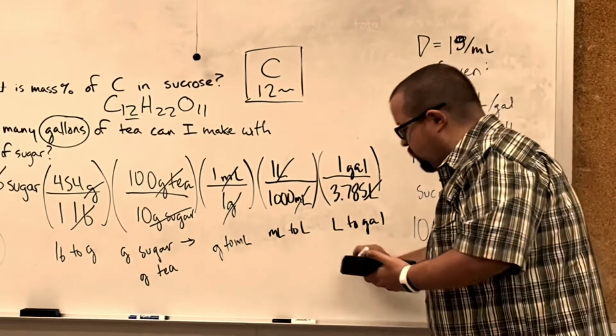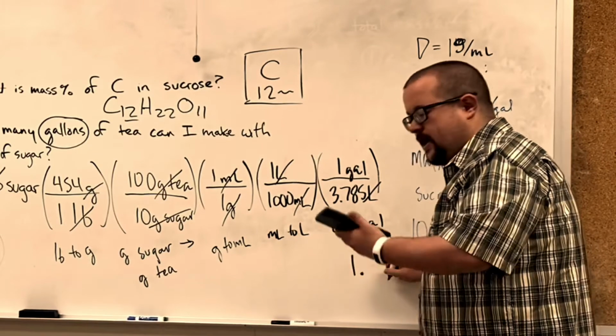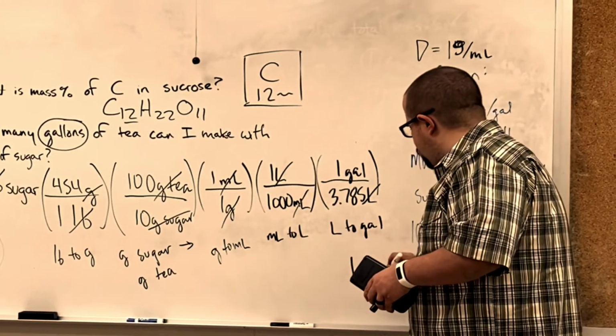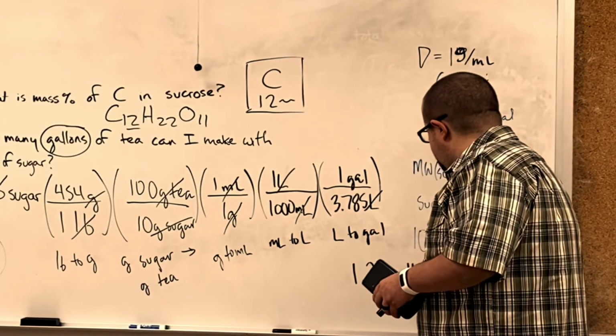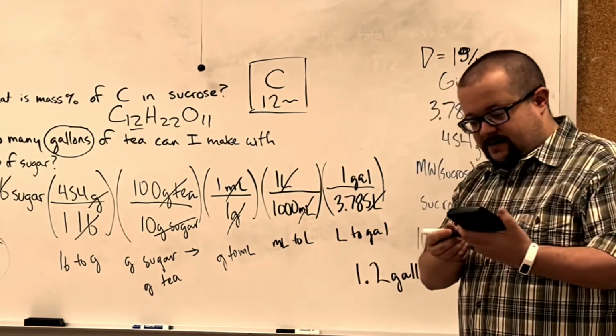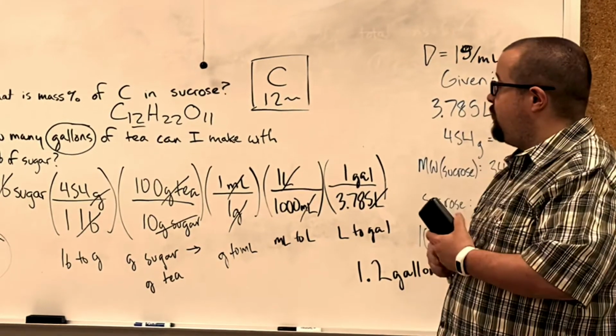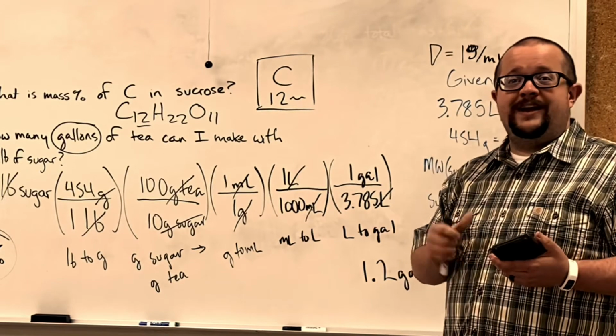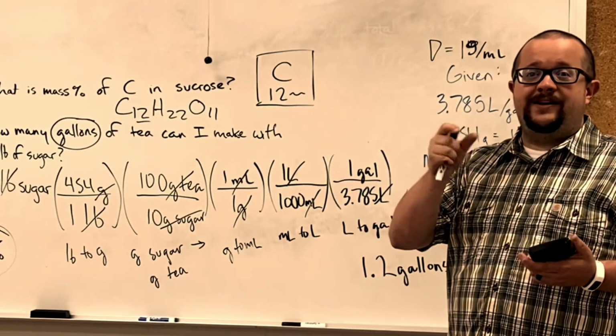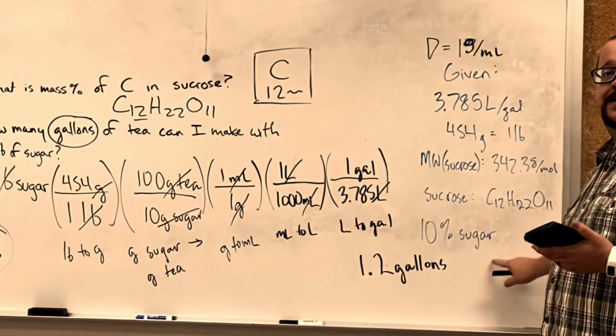So we get 1.199, or about 1.2 gallons. So how many gallons can I make with a full pound of sugar? I'm looking at barely over 1 gallon of tea when that tea is 10% sugar.